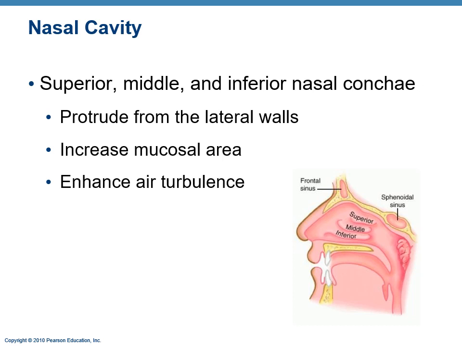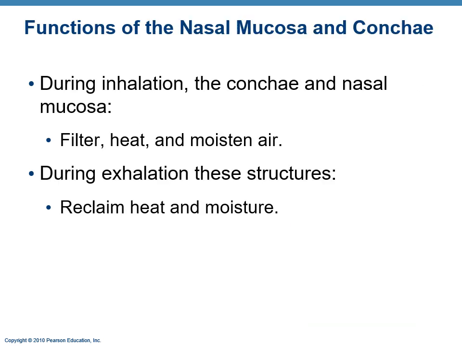The nasal cavity also contains the superior, middle, and inferior nasal conchae. These, which kind of look like the shelves of a conch shell, hence the name, protrude from the lateral walls of the nasal cavity and serve to both increase mucosal area, both for warming and for cleaning the air, as well as enhancing turbulence to allow it to stay there longer with more contact to the mucosal area, allowing for more filtering time and more warming time.